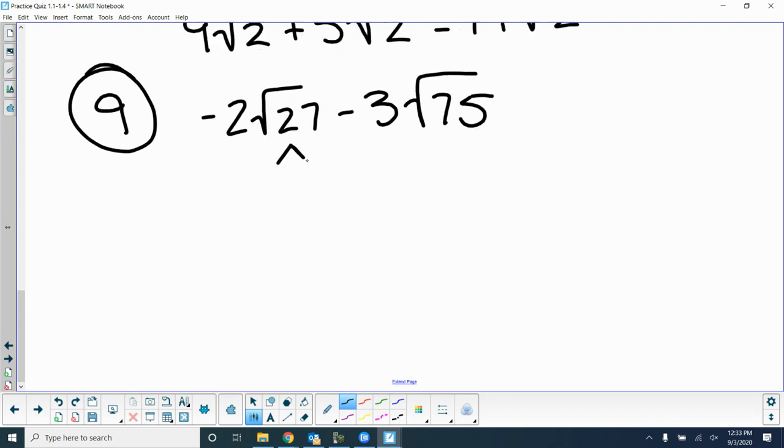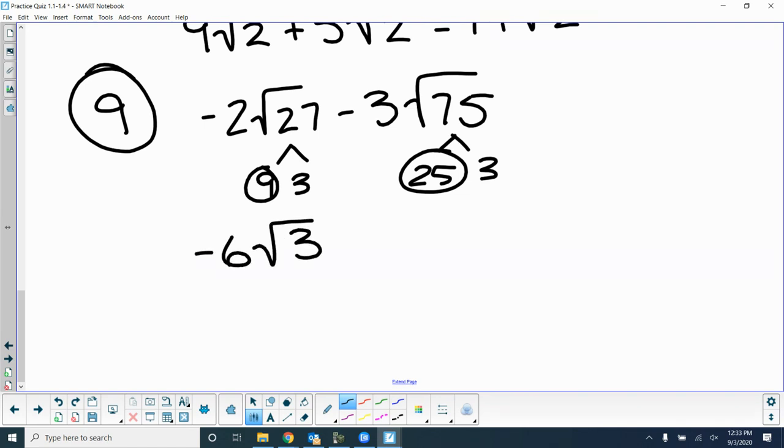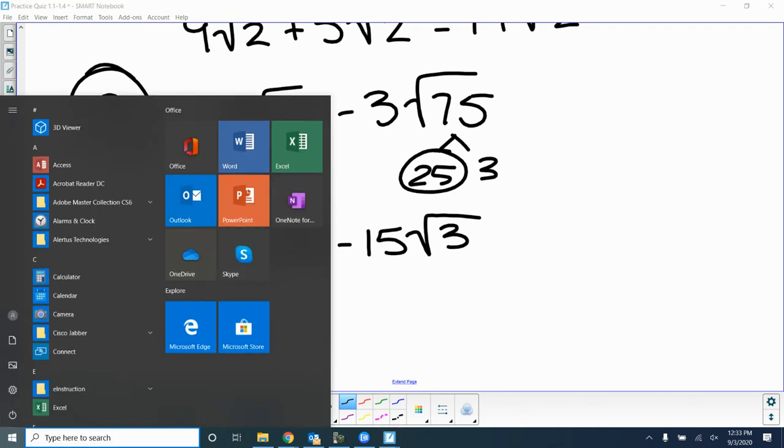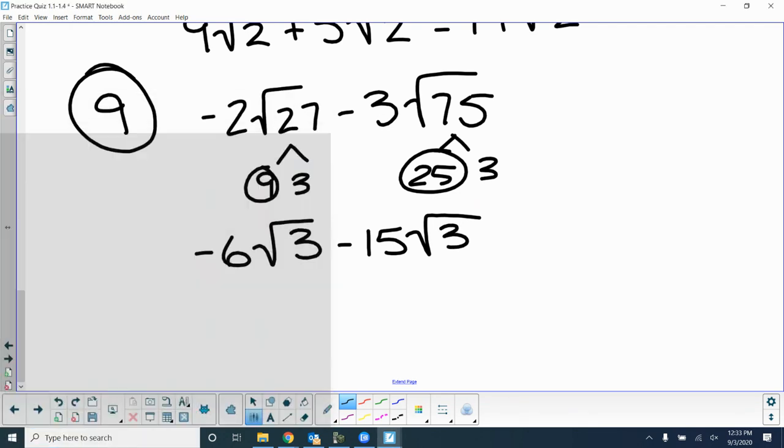All right, 2 root 27 and 375. Okay, simplify again. 9 times 3, 25 times 3. So the square root of 9 is 3. I pull it out. Times negative 2 is negative 6, with 3 left. The square root of 25 is 5, times negative 3 is negative 15, with 3 left. Like radicals, so I can subtract and get negative 21. Okay?